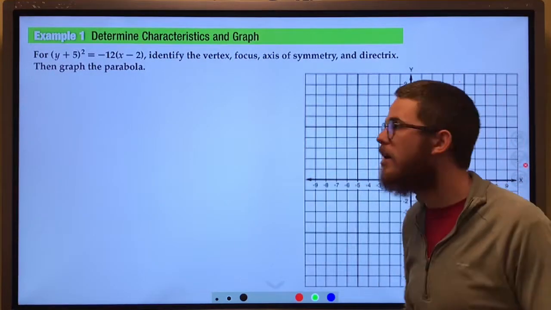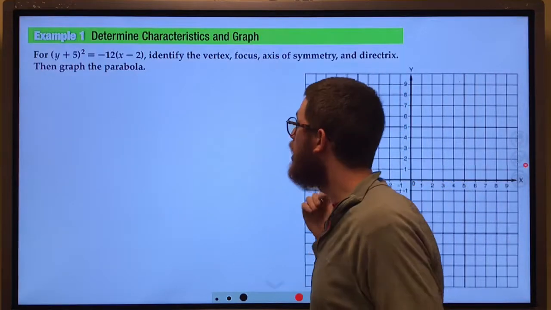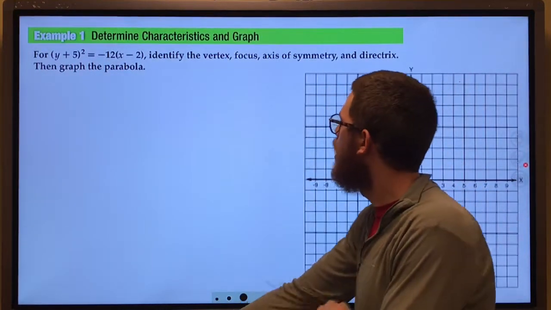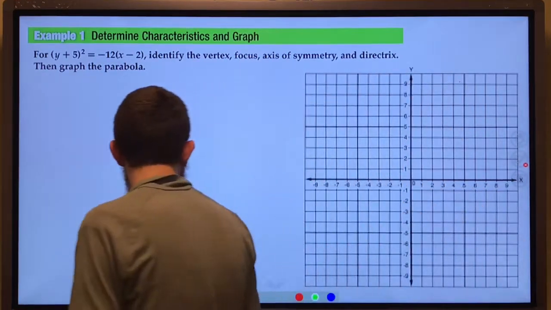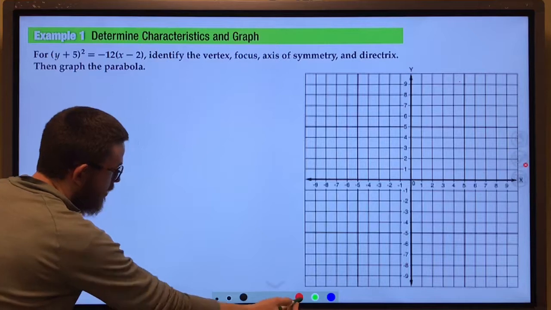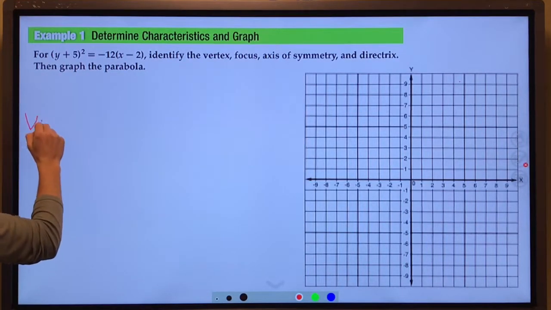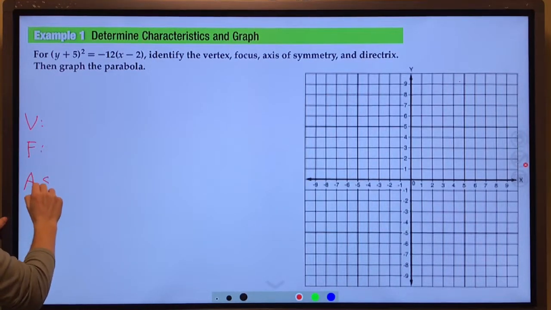Check it out. We are given the equation of a parabola in standard or transformational form here. We want to identify the vertex, the focus, the axis of symmetry, and the directrix. Then we want to graph this guy. So I'm just going to give myself some places to put my answers.